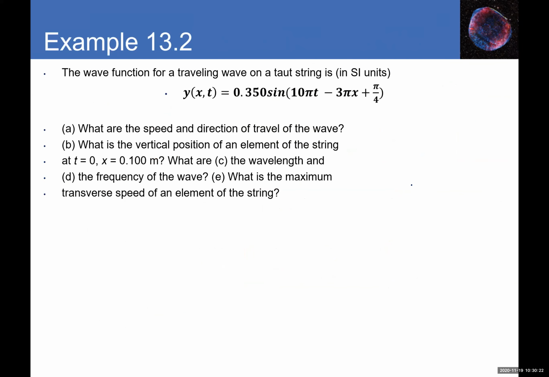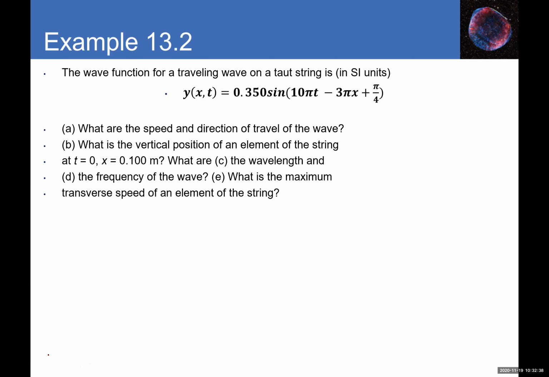Okay, so we were here, and then look at some extra examples here. So what we're given here is this: a wave function for a traveling wave on a taut string, in SI units, y(x,t) = 0.35 sin(10πt − 3πx + π/2). Our goal is to find: what are the speed and direction of travel of the wave? What is the vertical position of the element on the string at t = 0, x = 0.1 meter? What are the wavelength and frequency of the wave, and what is the maximum transverse speed of an element of the string?